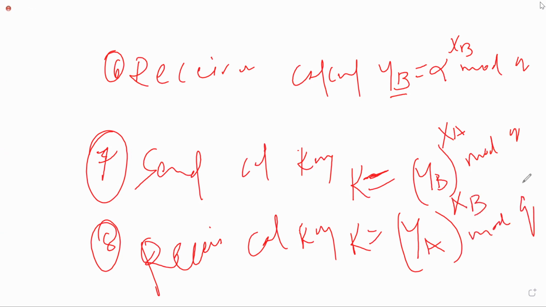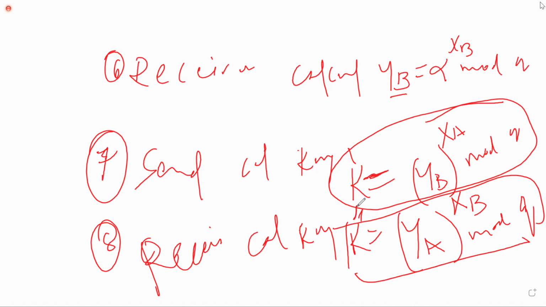This is the procedure. Where is the primitive root used? The primitive root is used to calculate the public keys of the sender as well as the receiver. Whatever key is calculated at the sender side is equal to the key calculated at the receiver side. Understood the algorithm?